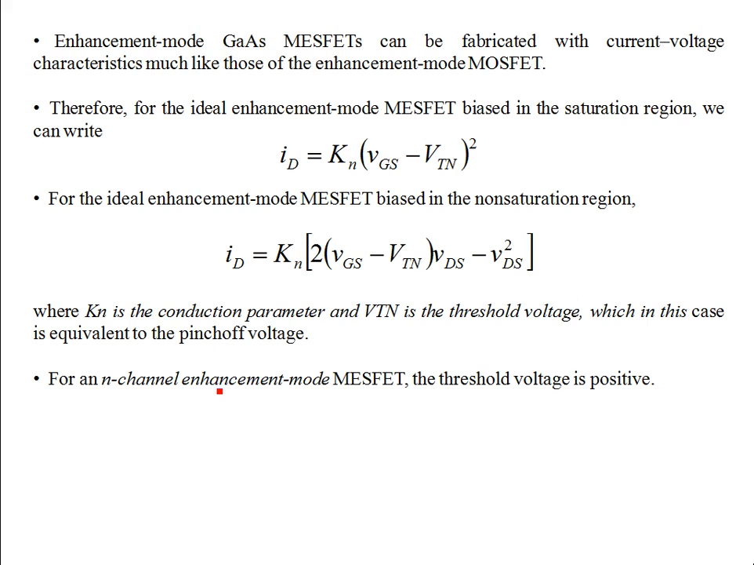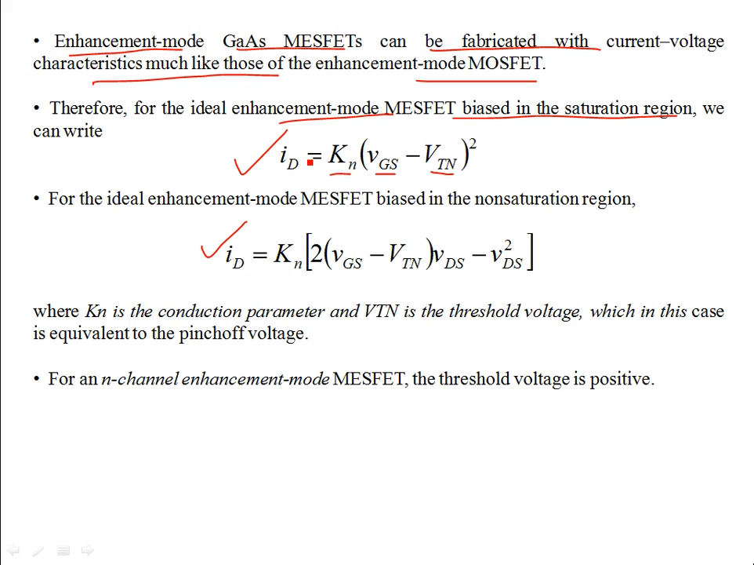In the case of MOSFETs, if you recall, enhancement mode gallium arsenide MOSFETs can be fabricated with IV characteristics like those in enhancement MOSFETs. Therefore, they have very similar relationships for saturation and non-saturation. For the ideal enhancement MOSFET in the saturation region, we can write ID, where Kn is the conduction parameter, VGS is the gate source voltage, and VTN is the threshold voltage. The current in saturation is again not dependent on VDS. This is the ideal saturation, and this is the ideal enhancement mode non-saturation region.